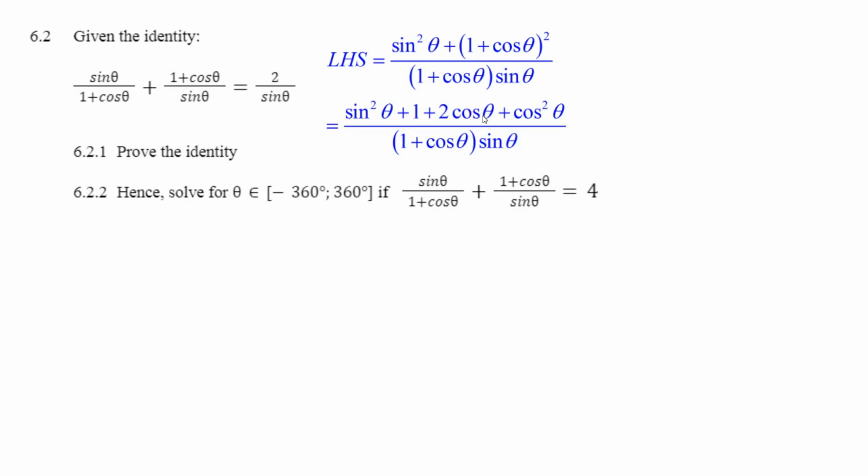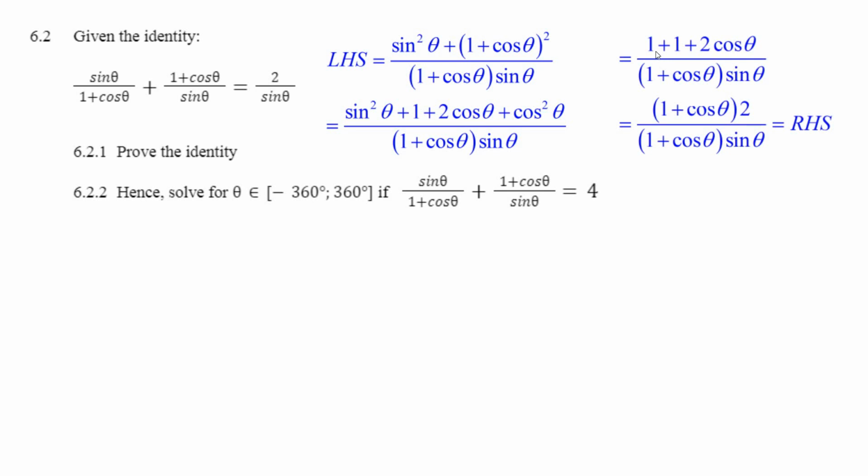Do FOIL on 1 plus cos. You get this, 1 plus 2 cos. But hang on a second here. Isn't cos squared plus sine squared equal to 1? And 1 plus 1 is equal to 2. So look at that. 1 plus 1 is equal to 2. And now there's a 2 and 2 here and a 2 here. We can factor it out and put it over there.